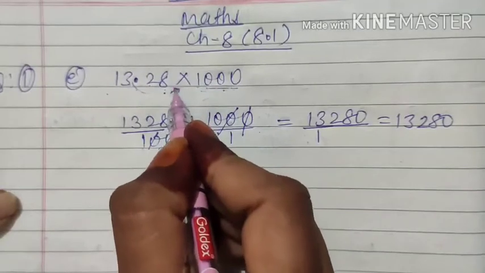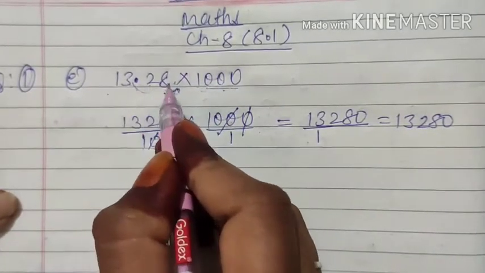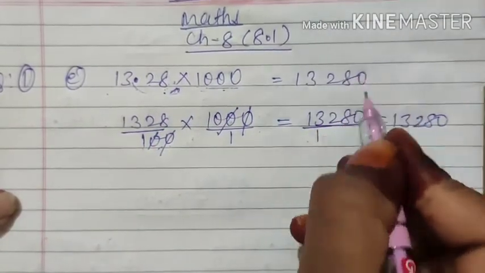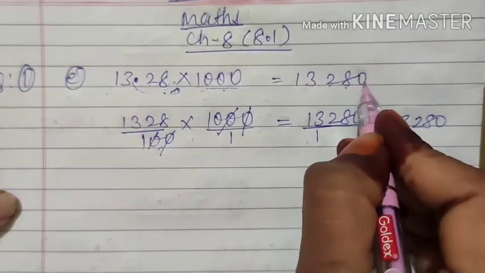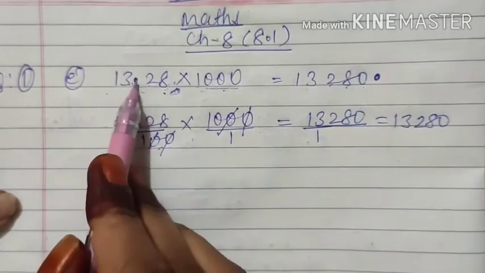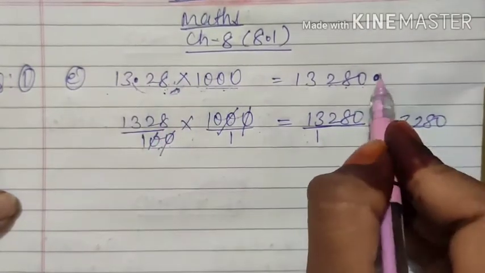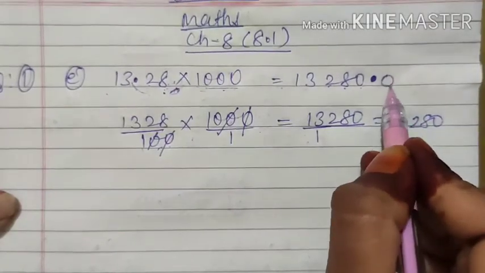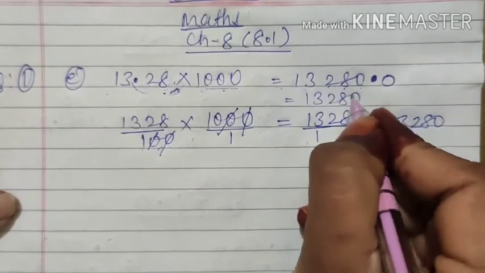But here the problem is you don't have 3 digits, you have only 2 digits. So if you have only 2 digits, then put 1 0. That means here you can put like this. That means 2 digits you were already having, then you kept here 1 0, then put the point. That means this point has been shifted after 3 digits, 1, 2, 3. And since the last number and the first number cannot be a decimal, you can put 0 if you want. Otherwise your direct answer is 13,280.